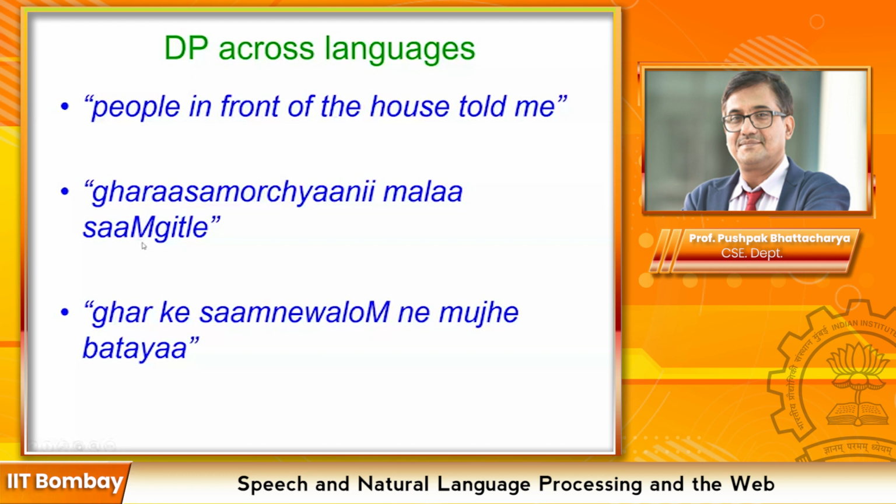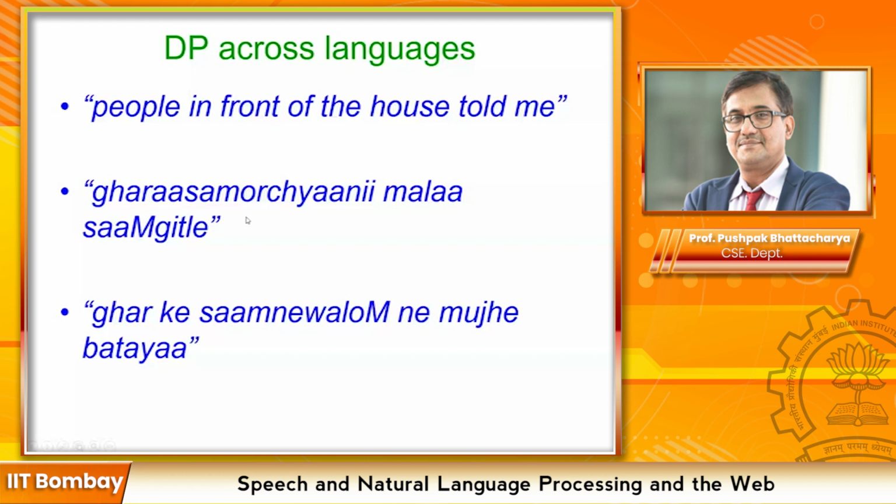Ghara samor chani mala sangitle. Mala is mujhe, to me, okay. Sangitle is past tense verb, told. And see the phenomenon of language characteristic difference. Marathi is what is called agglutinative. Ghara samor chani is actually all these 4: Ghar ke samne walon ne. In fact, walon is also written in Hindi separately. So 1, 2, 3, 4, 5 morphemes are glued together. Okay, they are stitched together to form one single word in Marathi. Ghara samor chani. मला सांगितले, मुझे बताया, is just one-to-one transformation.